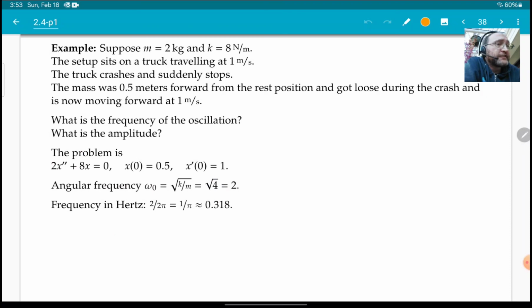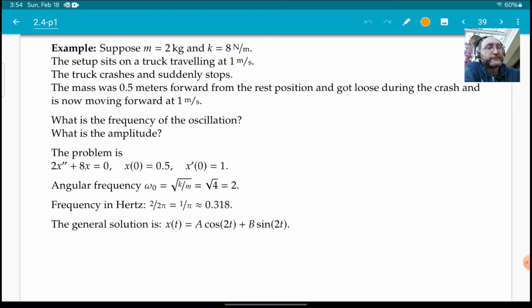The frequency in hertz, which is probably what we're thinking of, is 2 over 2 pi, or 1 over pi, roughly 0.318. So, for example, you would do 0.318 cycles within 1 second. In 10 seconds, you would do about 3.18 cycles. In 100 seconds, you would do 31.8 cycles. And in 1,000 seconds, you would do approximately 318 cycles. So that's frequency.